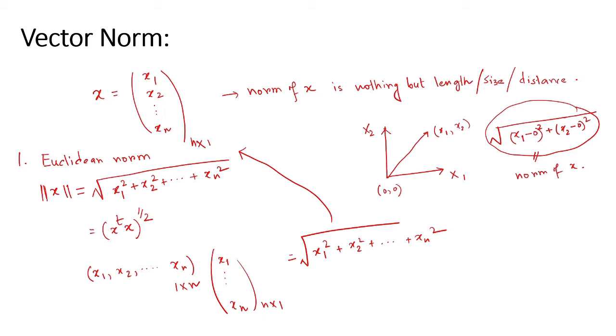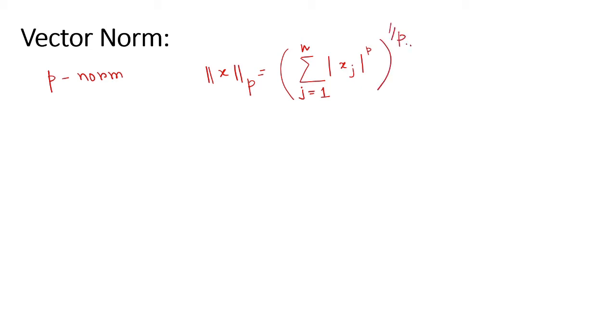I think the idea is pretty clear. Now let's talk about other kinds of norms, and in general we can write the p norm. The p norm is written as the norm of x with a subscript p. We already said this is the symbol of norm. The definition of the p norm is the summation, j equals 1 to n, of mod of xj to the power p, all to the power 1 by p. Okay, it looks scary, right? But believe me, it's not that scary.